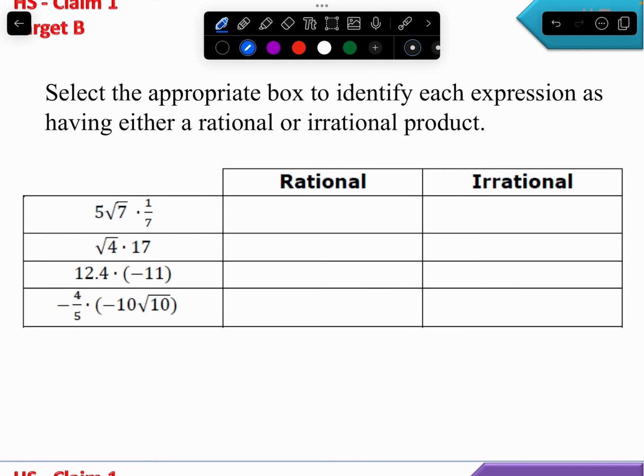Next is this problem here. Again, we do the same thing. This is irrational. Square root of 7 cannot be simplified. Irrational times rational is irrational. This is square root of 2. This is 2 times 7, so that's rational times rational is rational. Again, R times R is rational. Rational times irrational is irrational.